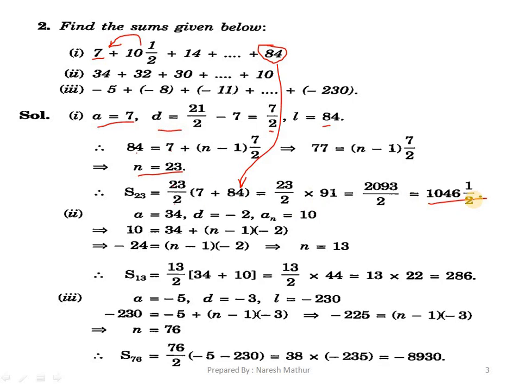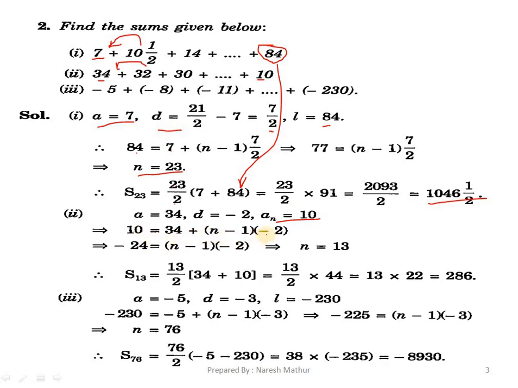Easy. See the next one also. First value is a equals to 34, d equals to 32 minus 34, which is minus 2, and the last term is given as 10. Alright, an is 10. Just use this formula. First we need to find the value of n.